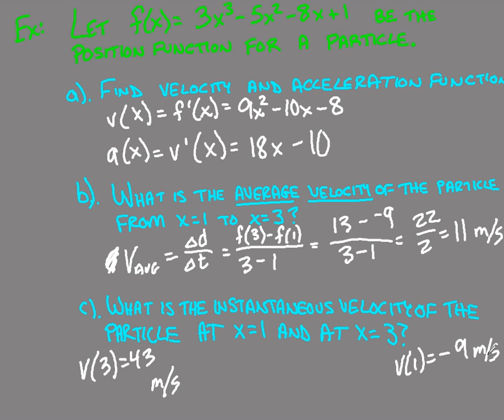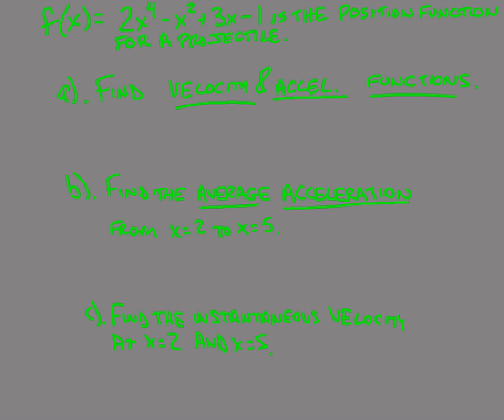And now let's take a look. This should make sense. The average velocity should likely be between the instantaneous velocities at the endpoints. So those numbers should all make a lot of sense. So here's another example. I want you to pause the video at this point, and when you come back, see if you can get all these answers correct.